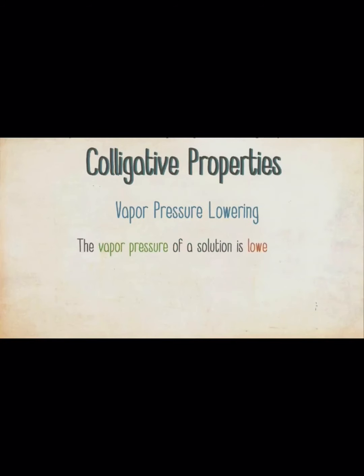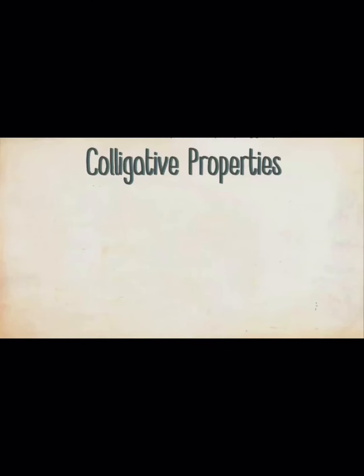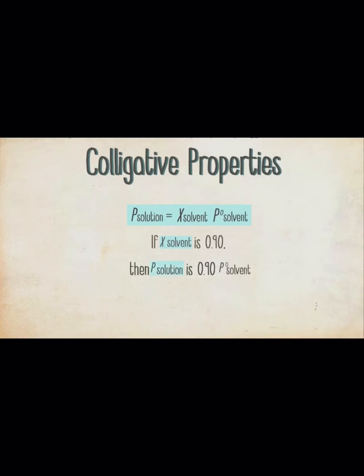The vapor pressure of a solution is lower than the vapor pressure of the pure solvent. The vapor pressure is lower according to Raoult's law, which states that the vapor pressure of a solution is equal to the mole fraction of the solvent times the vapor pressure of the pure solvent. So for example, if you have an aqueous solution that is 90% water and 10% solute particles, then the vapor pressure of the solution is 90% of the vapor pressure of the pure solvent.